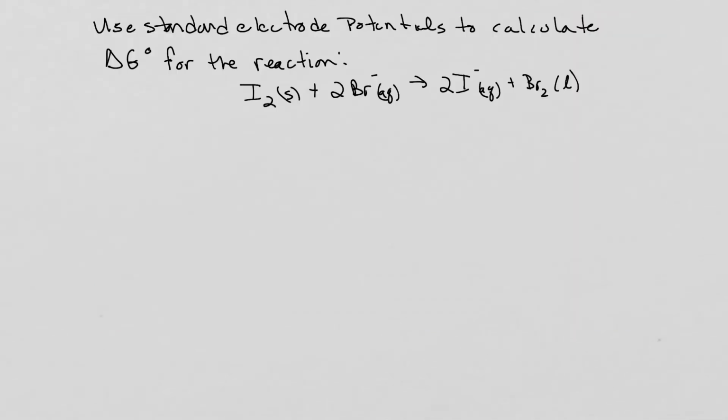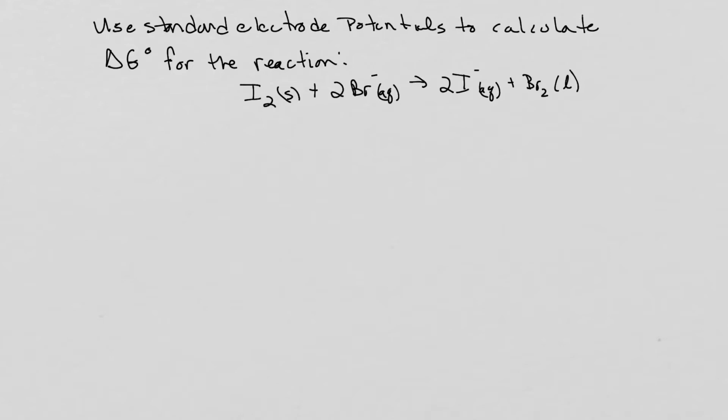Okay, so now let's do a couple of example problems utilizing these relationships. The first problem says we want to use standard electrode potentials to calculate delta G for this reaction: I2 reacts with bromide ions to give iodide ions and bromine.